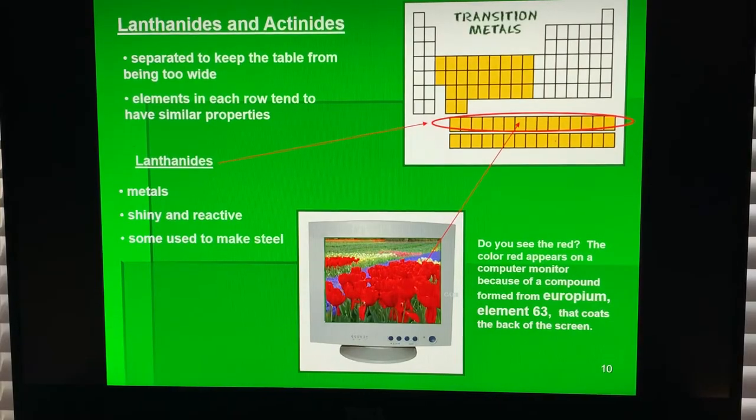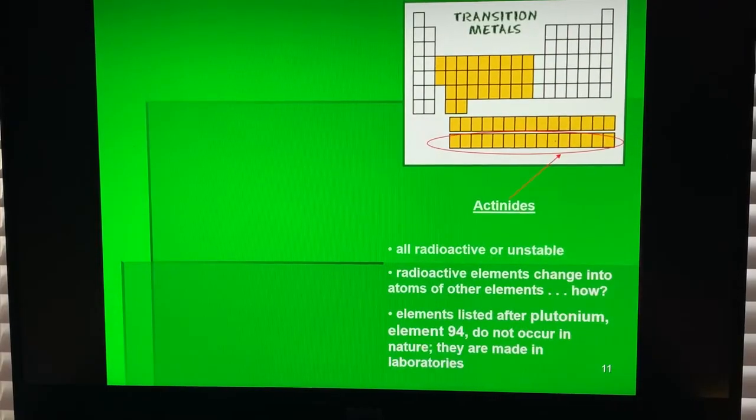For computer monitors, europium, which is element 63, they used to use that. I'm not sure if they use it anymore on the modern day monitors, but these big box monitors from not too long ago, 10 or 20 years ago, not even, they would coat the back of the screen with europium, and it would give that red color.